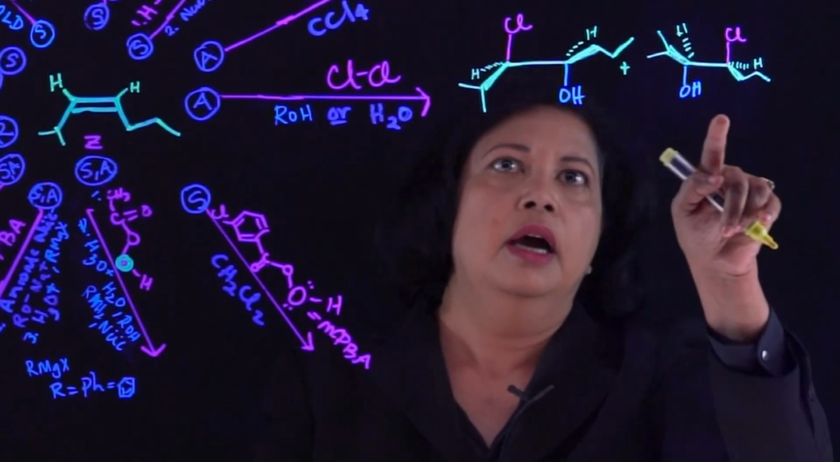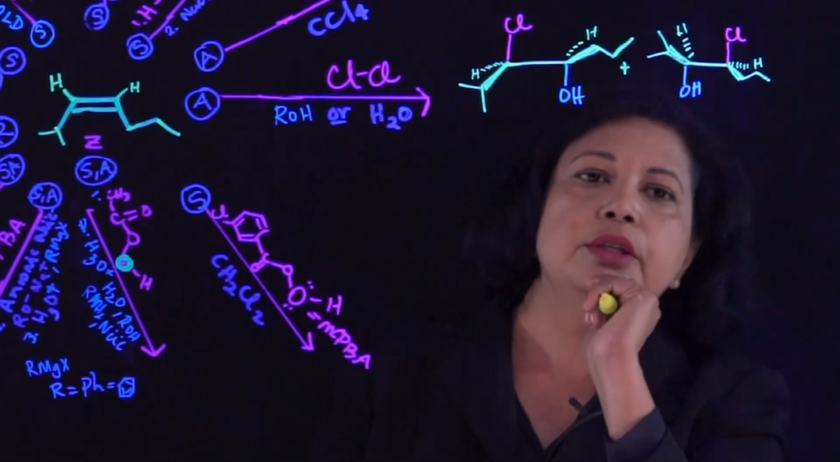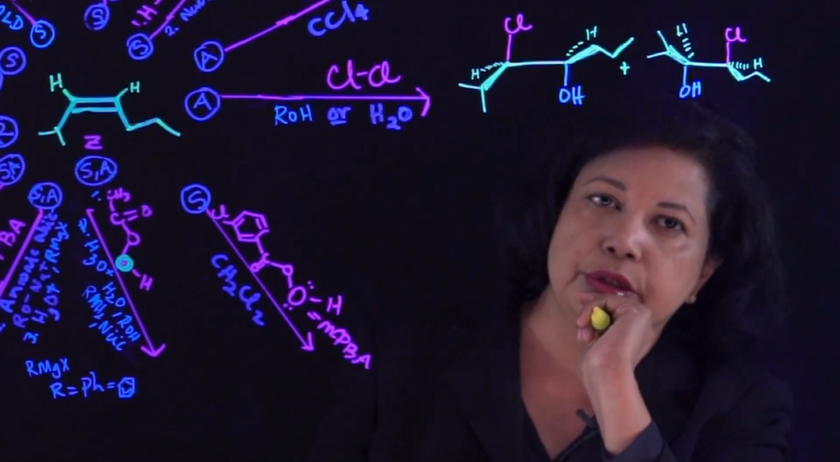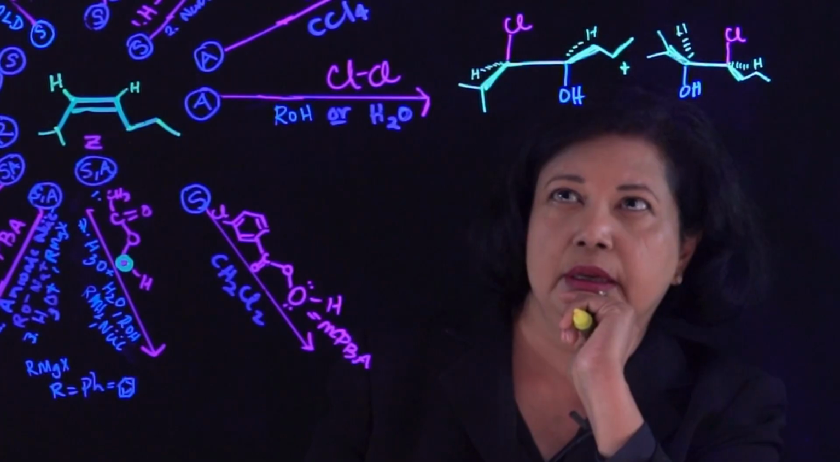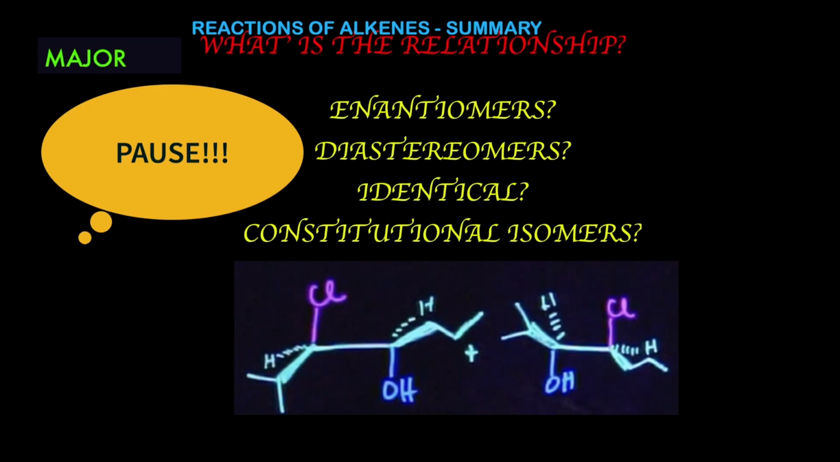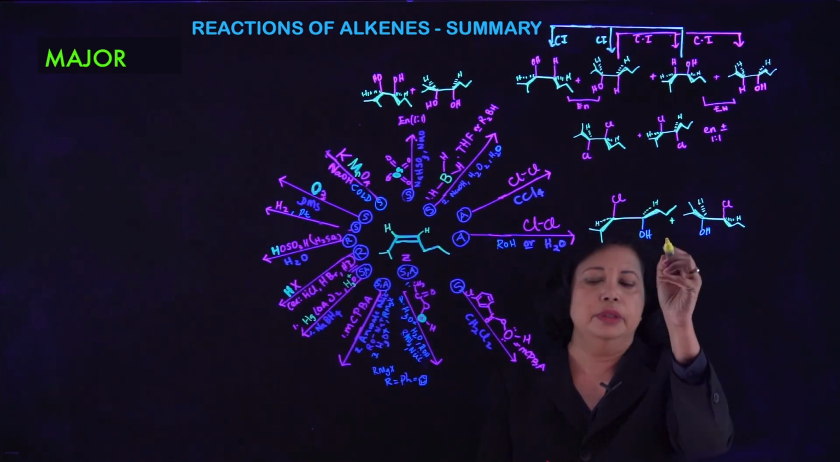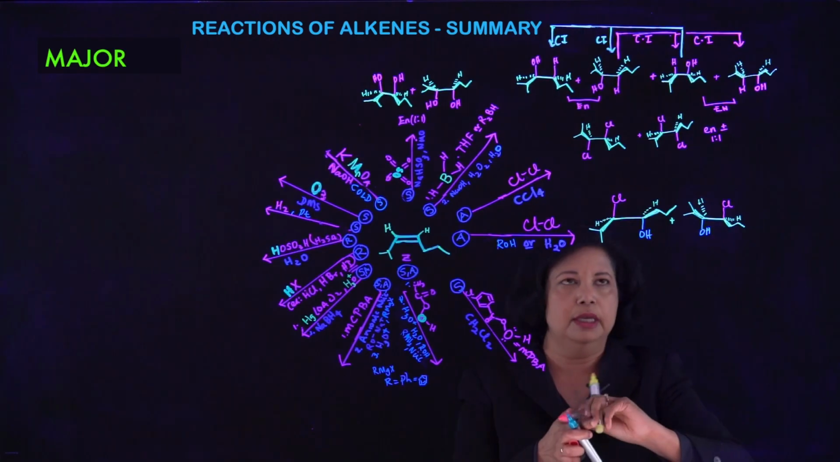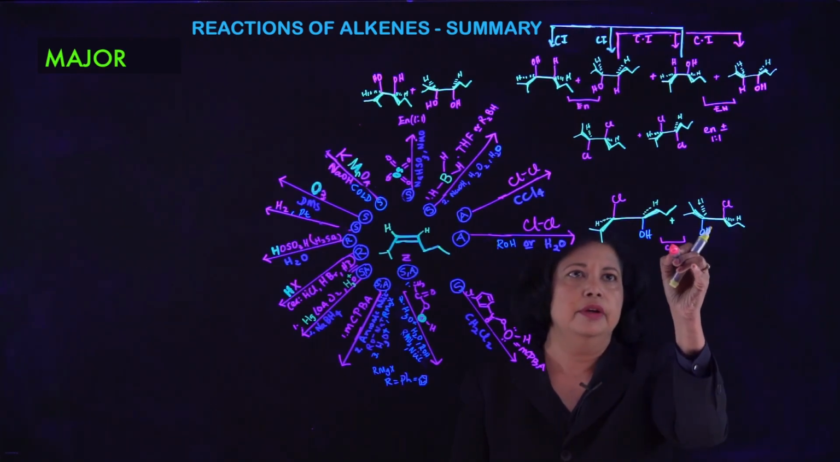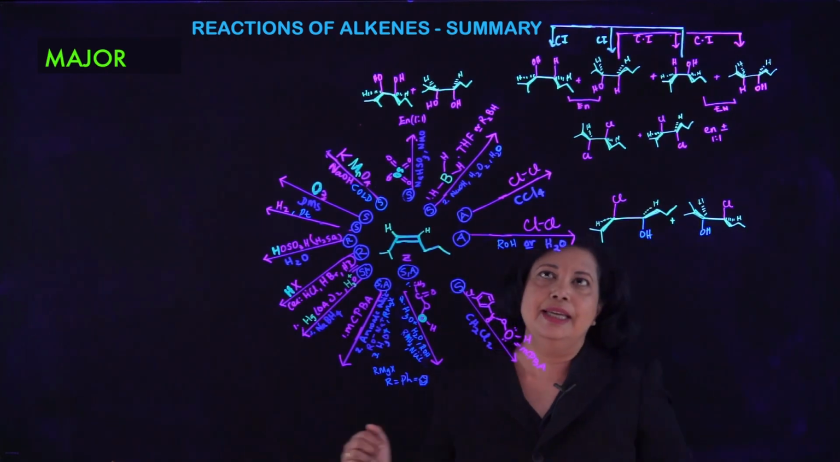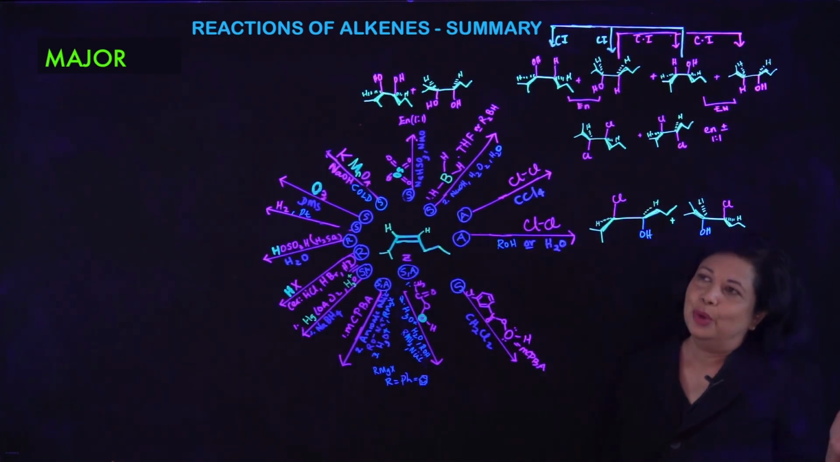These two are actually going to be what? Enantiomers, diastereomers, constitutional isomers, what are they going to be? As you can see, the connectivity is completely different. So these two are going to be constitutional isomers. As you can see, they're not even on the same carbons. All right, is that it, or do we have any more?